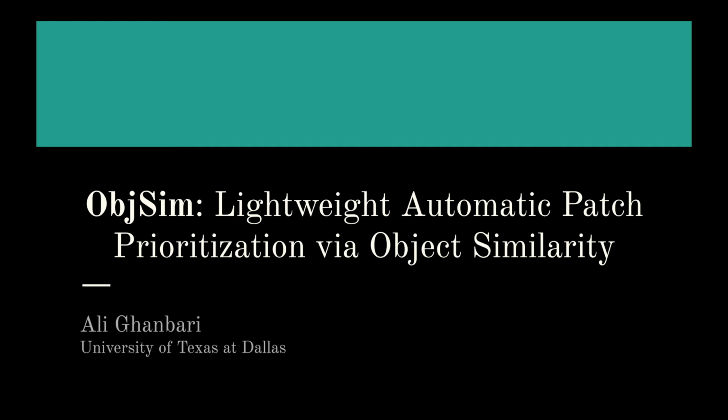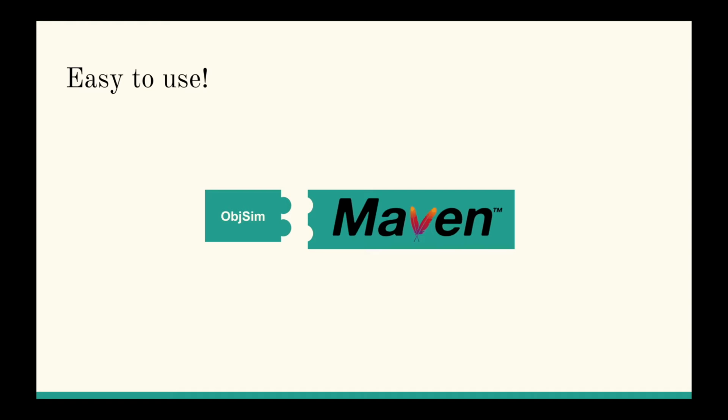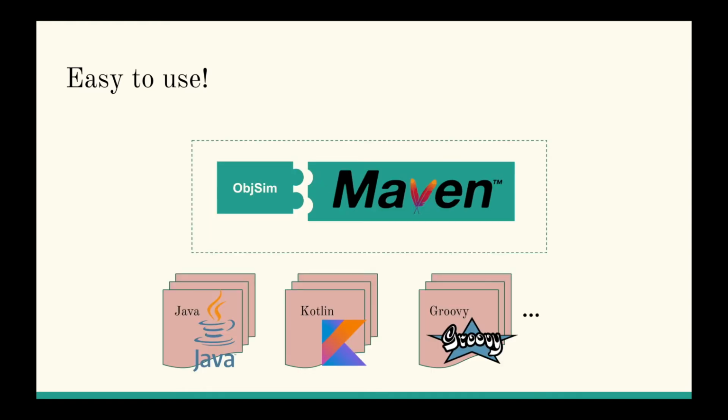Hello, this video demonstrates ObjSim, a lightweight patch prioritization tool based on the notion of similarity, or dually distance, between two objects. It comes in the form of a Maven plugin, which makes it easier for users to apply on a variety of Maven-based projects, independent of the language they might use.